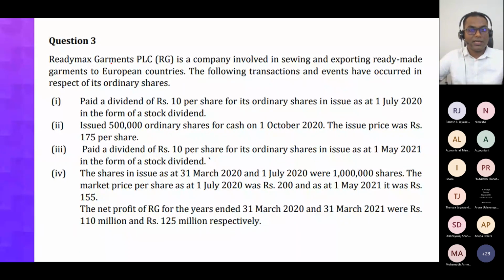Redimax Garments PLC (RG) is a company involved in sewing and exporting ready-made garments to European countries. The following transactions and events have occurred in respect of its ordinary shares. Roman number 1: paid a dividend of 10 rupees per share for its ordinary shares in issue on 1st July 2020, in the form of stock dividends.